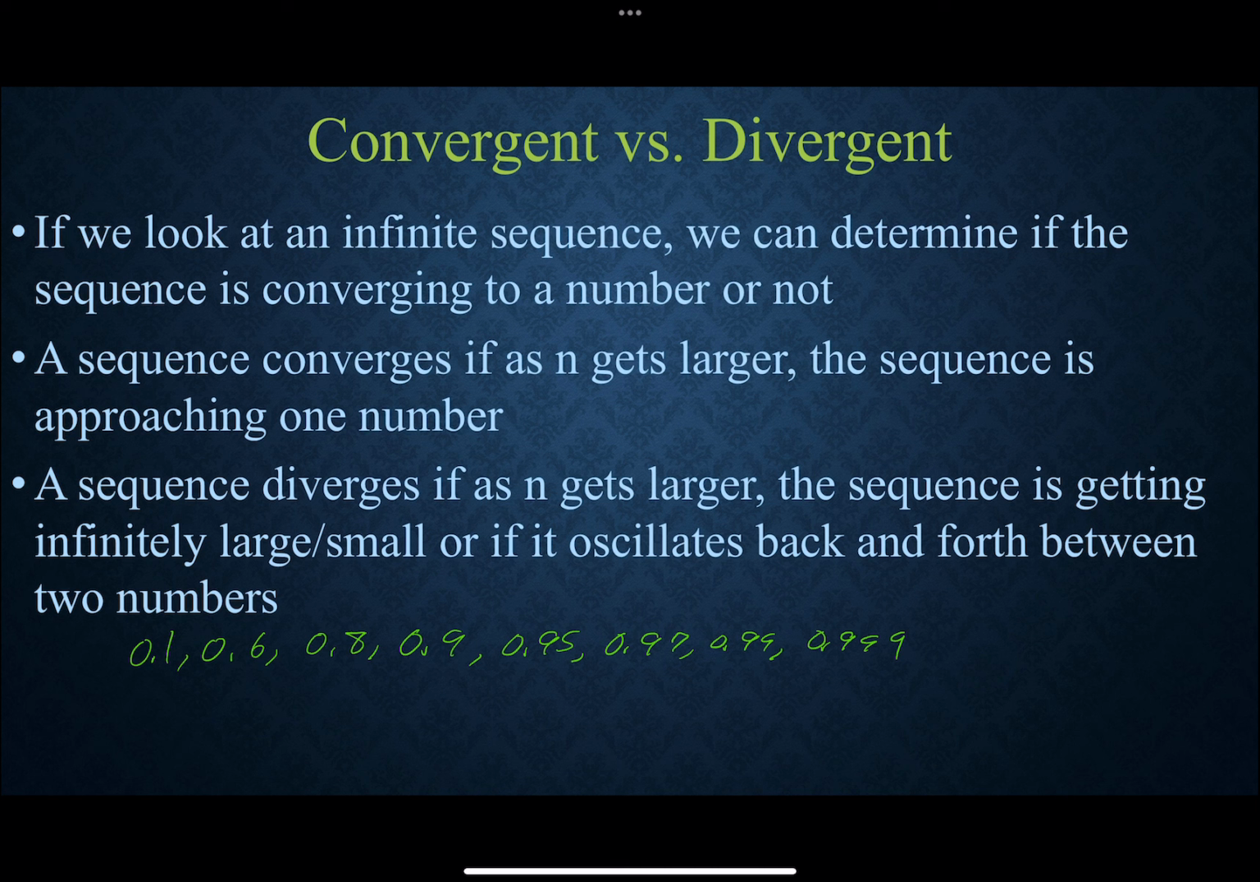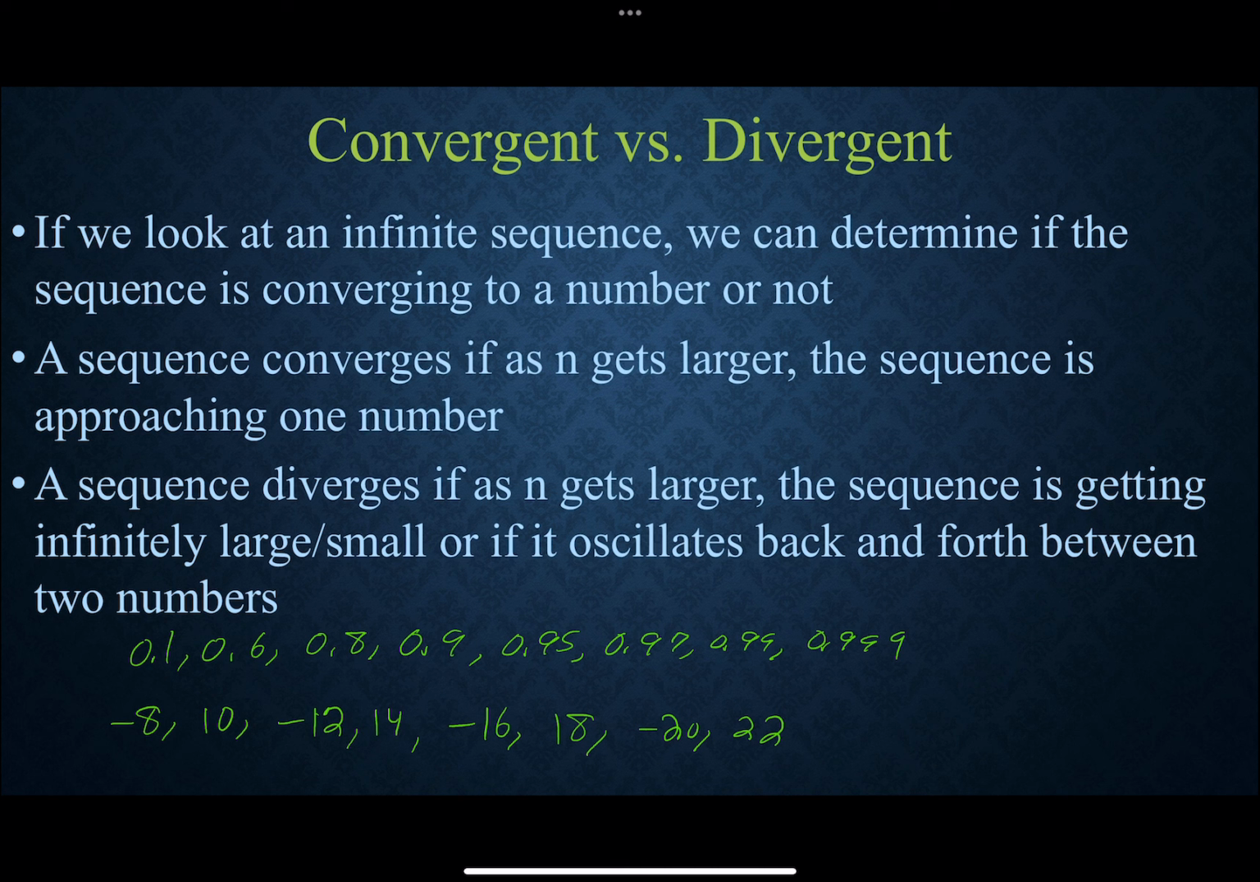Whereas it's going to diverge if, as we're getting larger and larger in our sequence, the sequence is either getting infinitely large or infinitely small, or it's going back and forth between two numbers. Maybe it's going positive, negative, positive, negative, positive, negative. So if, for example, we had something like this. Let's say we had negative 8, and then positive 10, and then negative 12, and then positive 14. And then we had negative 16, positive 18, negative 20, positive 22. You can see you're getting further and further apart. This is going to diverge.